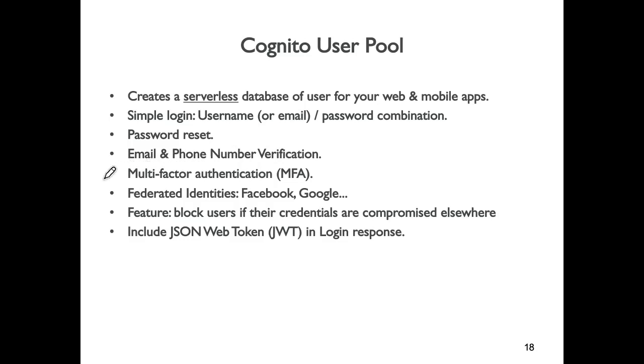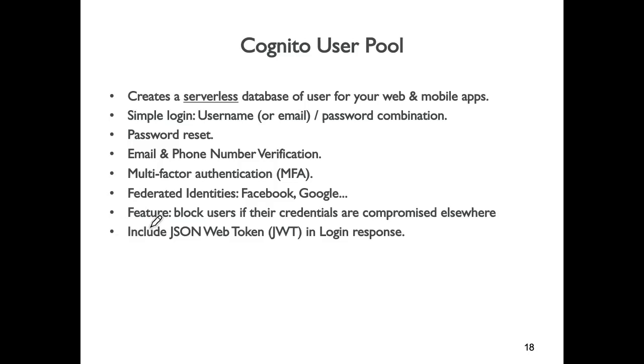It supports multi-factor authentication, which we won't get a chance to look at. You can configure the Cognito user pool so that you use some of your social media identities as a way of logging in, i.e. your Facebook identity, Google identity. Again, we won't get an opportunity to look at that though. And you can do things like block user accounts, include JSON web tokens. Well, we will see that in action.